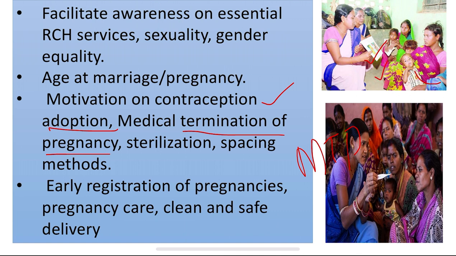And also the early registration of the pregnancy, so that the mother gets a complete ANC. She can visit, have the antenatal checkups and get the complete antenatal care, so that she can have a healthy baby and improve her health as well. So, the early registration of pregnancies, the pregnancy care, and clean and safe delivery. If in case the people insist on having a domiciliary delivery, where they want to perform the delivery at home itself, then she has to educate the people about clean as well as safe deliveries.